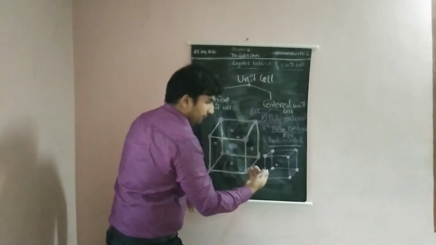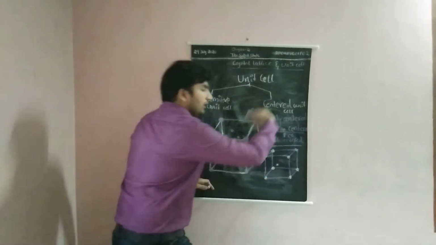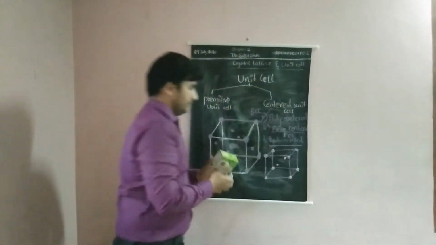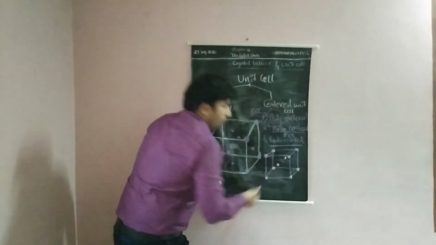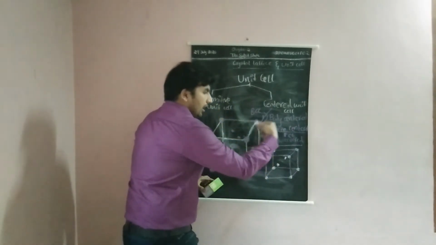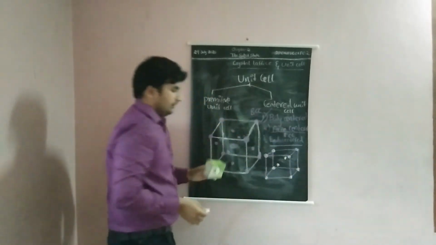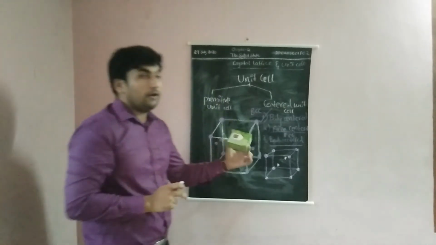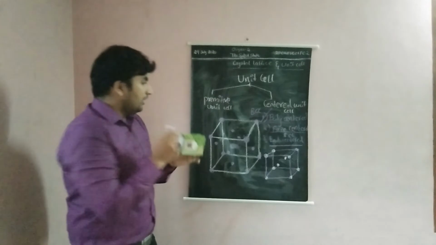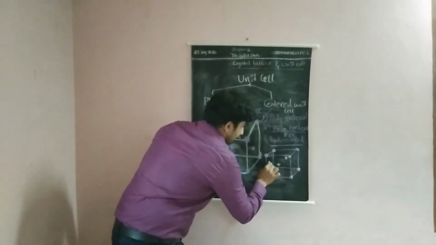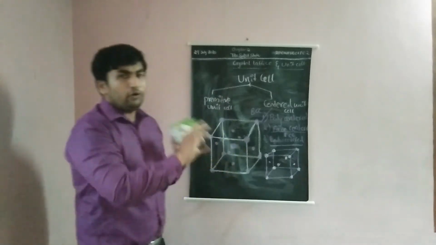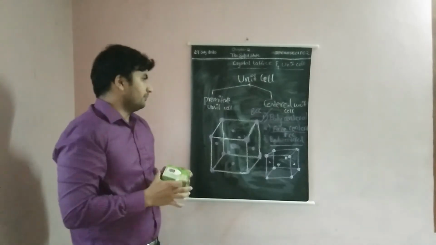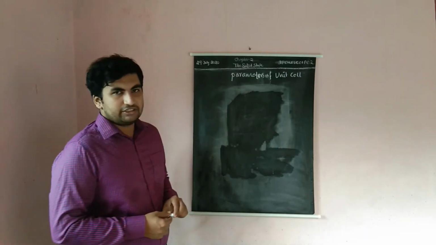That means if the front face has one constituent particle, then obviously the back side face has one constituent particle. Likewise, if one is on this side, there is one more on the opposite side. It may be the front and back, or this side and this side, exactly opposite to each other. That type of unit cell is called an end-centered unit cell. We will move on to the next topic, parameters of unit cell.